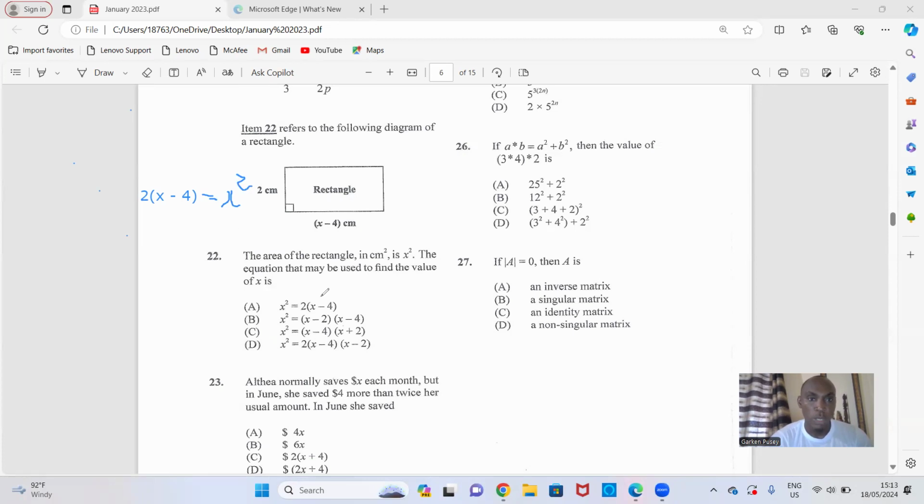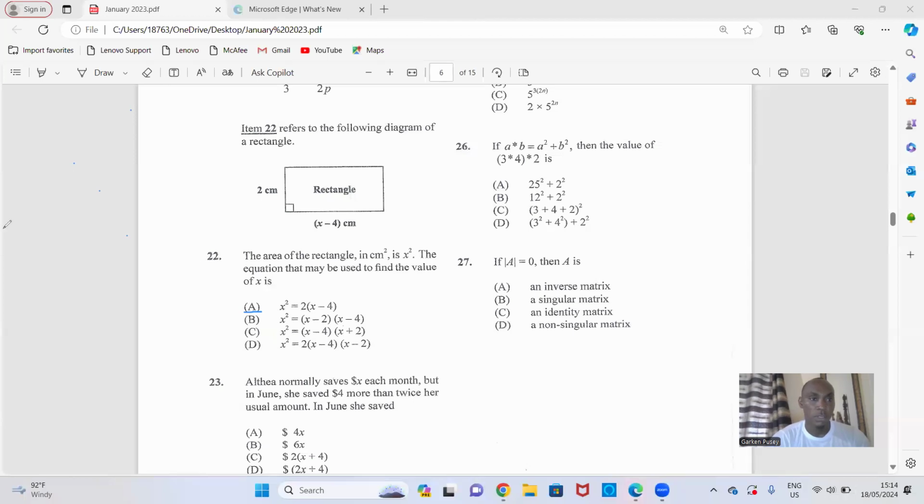Now, which one of these looks similar to this? If you look at A, it's saying the same thing. It's just that they have the x squared on the right-hand side. So x squared, which is the area, equal the length 2 times the width, x minus 4. So the answer for this one is actually A. All right, so it's just this multiplied by this equal to the x squared, or x squared equal to this multiplied by this. And we move along.